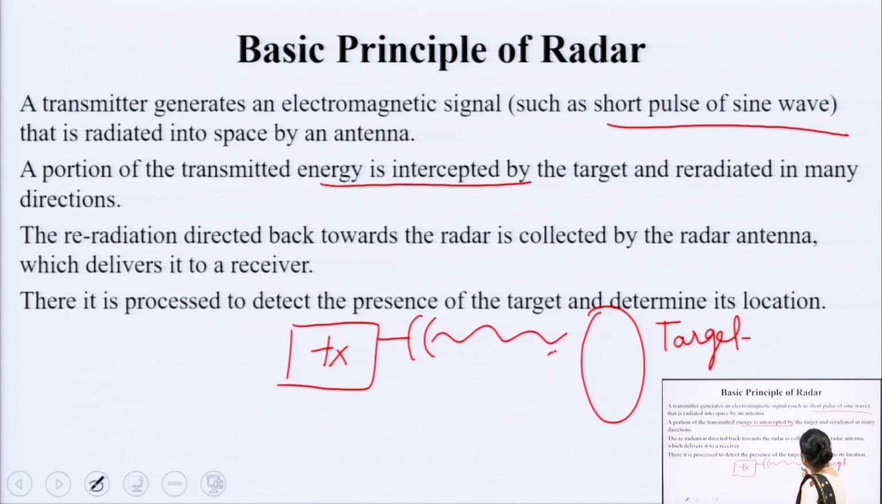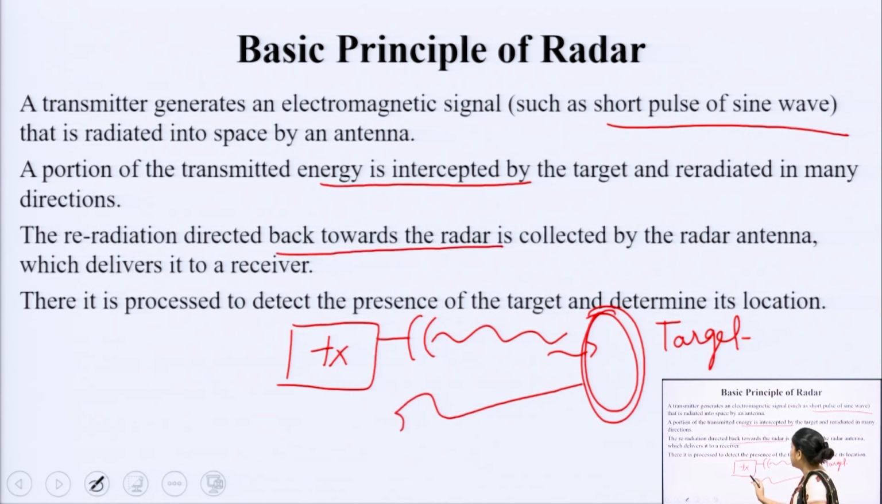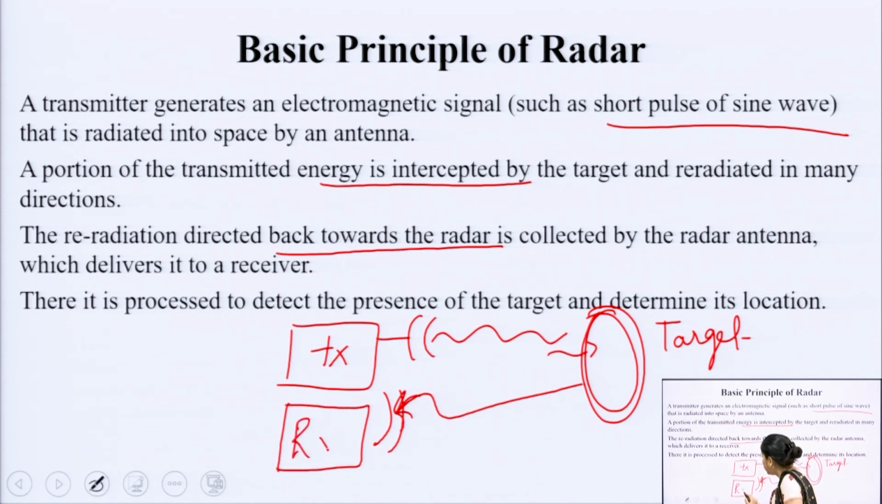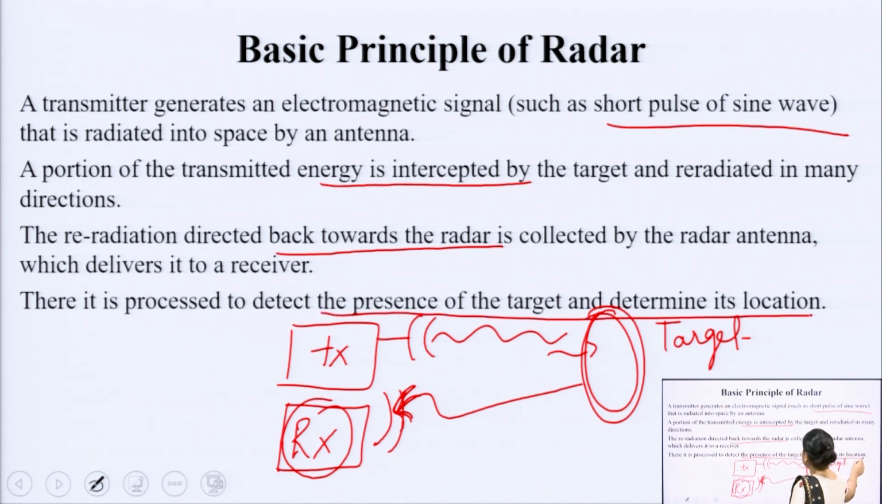So, some energy is received and intercepted by the target, and some is re-radiated, directed towards the radar. Again there is an antenna which will receive this re-radiated signal, or we can say reflected signal, and give it to the receiver section. In the receiver section, the signal received by the antenna is processed to detect the presence of the target and determine its location. So, this is the basic principle with which the radar works.